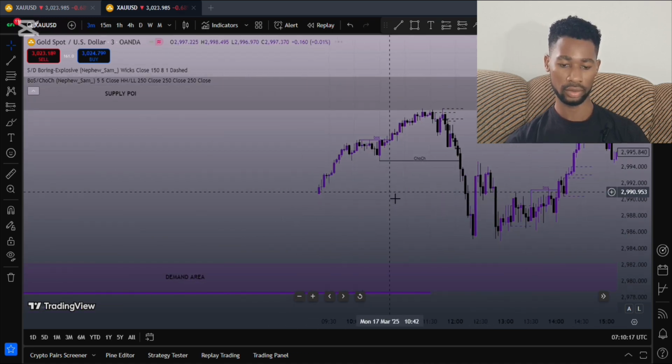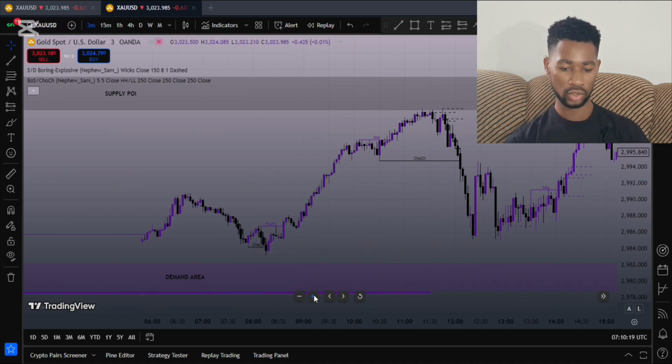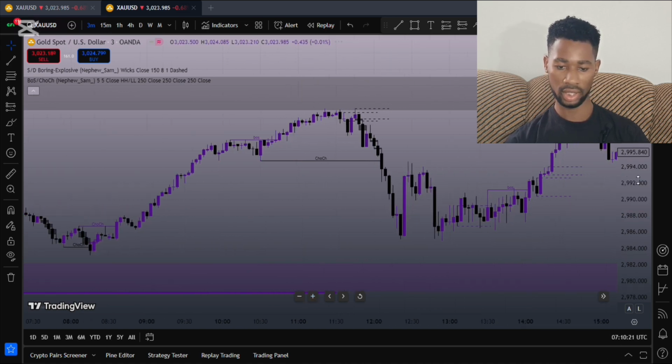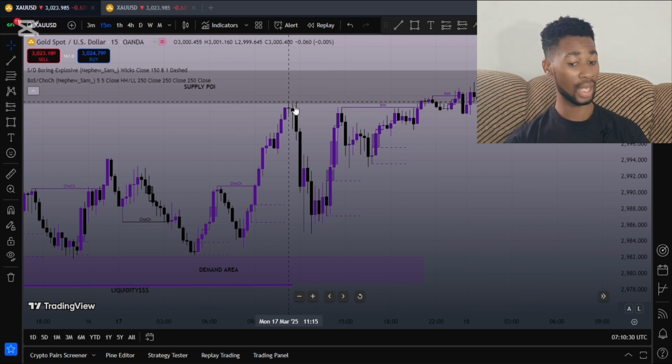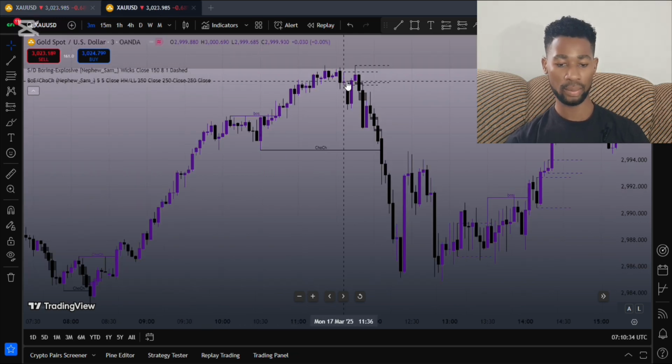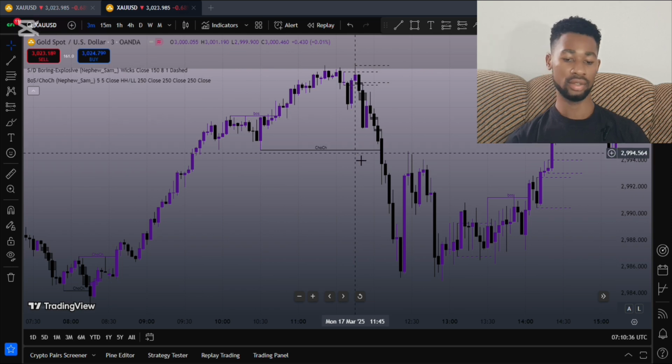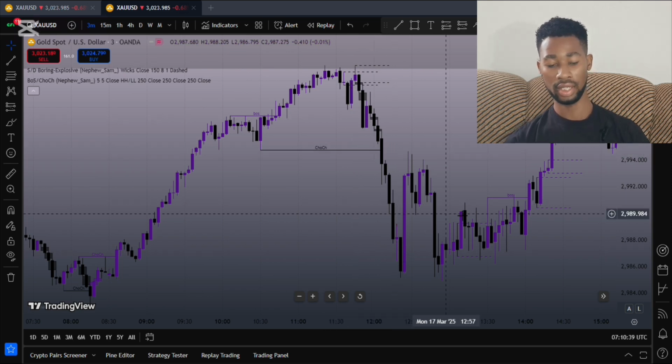Very good. I'm going to zoom this in so you see clearly with me. Now look at this, on the 3 minutes time frame. Remember, this is the 15 minutes time frame here. Price tapped in, respected it, and went down. So we can see here price also tapped in and then formed a change of character and then went down.